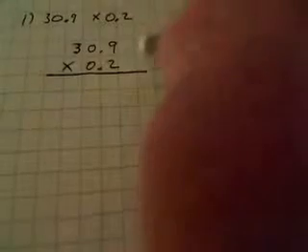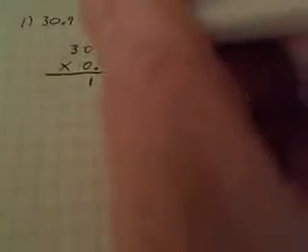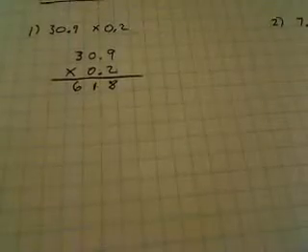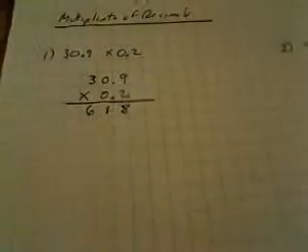Now this one looks like it's a pretty simple multiplication. 9 times 2 is 18. Carry the 1, because 2 times 0 is 0, plus 1 there. 2 times 3 is 6. And oh, we're done. There's a 0 there. 0 times anything is 0.